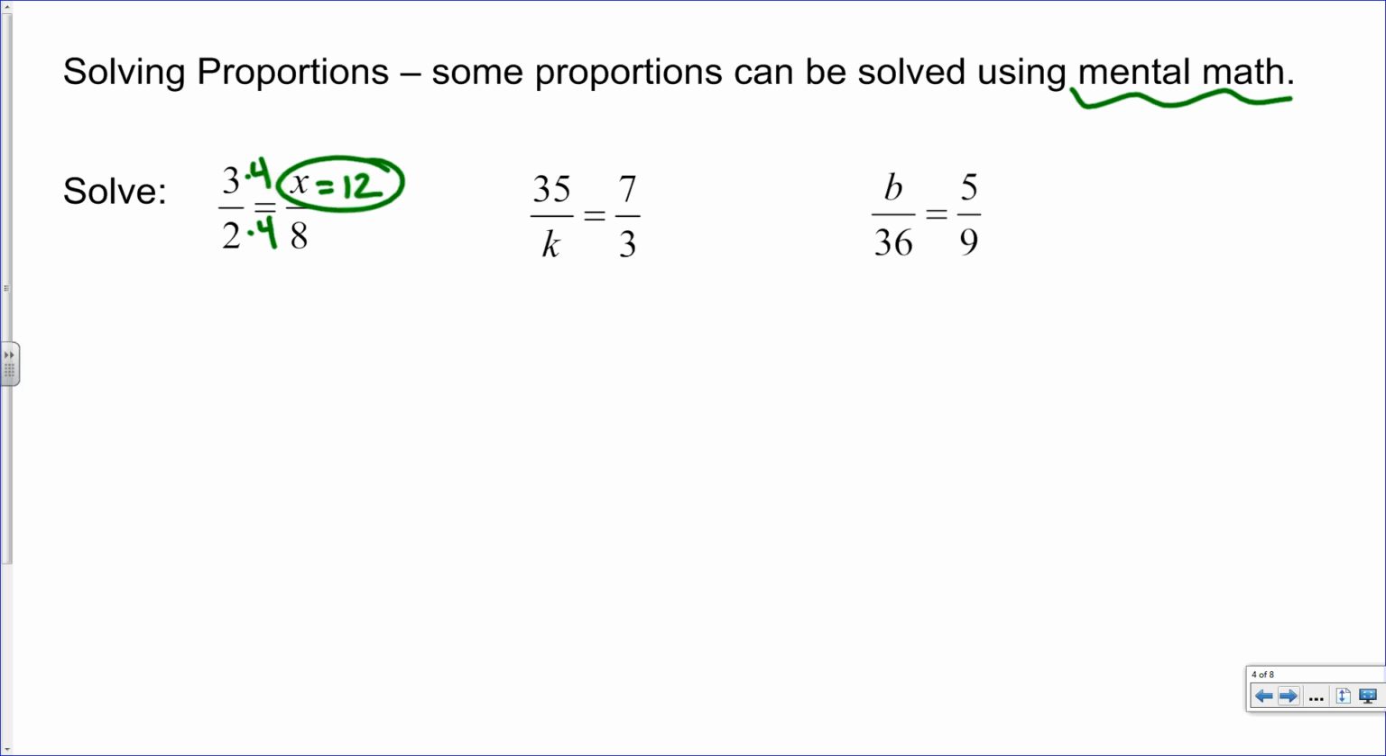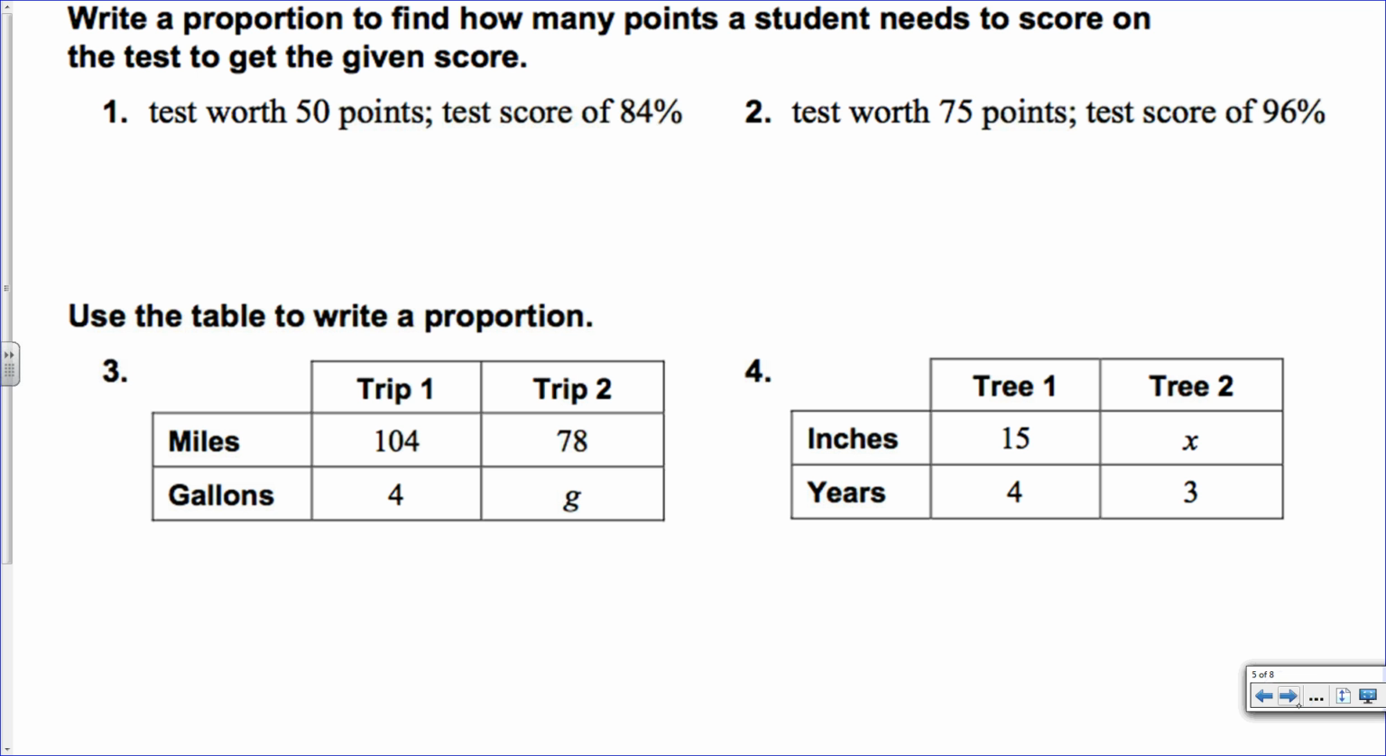Okay, on this one we would have said, I had to multiply 7 times 5 to get 35, so 3 times 5 is 15, so 15 would be your value of k. On the next one, I know that 9 times 4 is 36, so 5 times 4 would give me 20. So in this case, b would equal 20. So mentally, we just have to try and think what would work. And that's one way we're going to be solving those today.